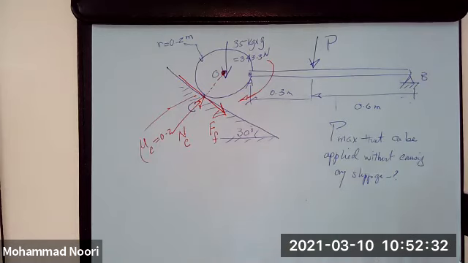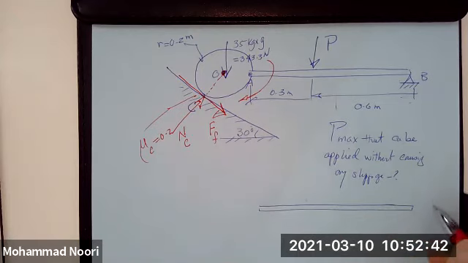Well, it's a frame problem, right? So you need to draw a free body diagram of all pieces. So let's do that. This is one piece pinned at this end. So you have these two forces, Bx and By, okay?